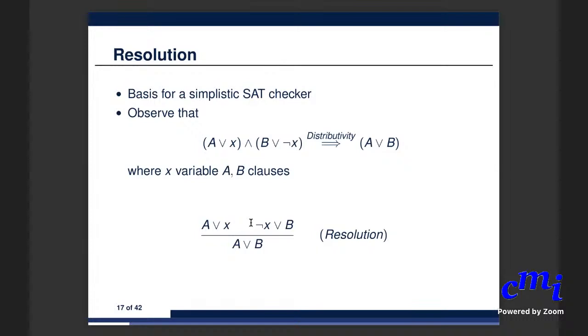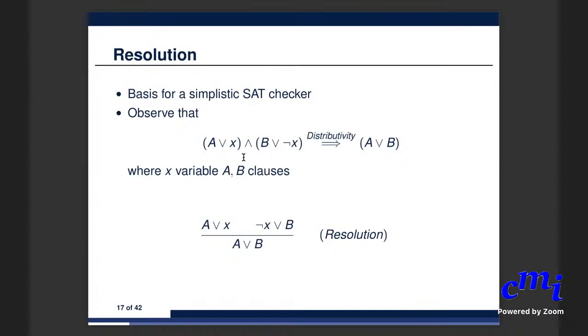it is satisfiable if and only if the clause that you get by just taking the union of A and B, A or B, is satisfiable. So it is equisatisfiable. If the original is satisfiable, so is the clause in the denominator of the inference rule. And if the original is unsatisfiable, so is the other. So that's what it means.